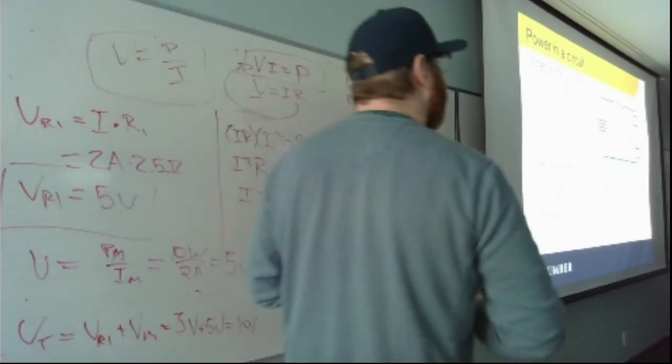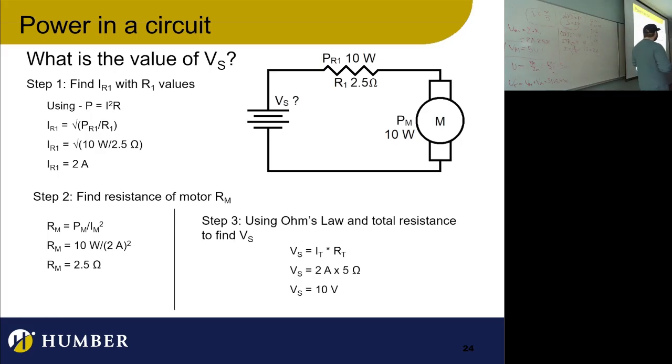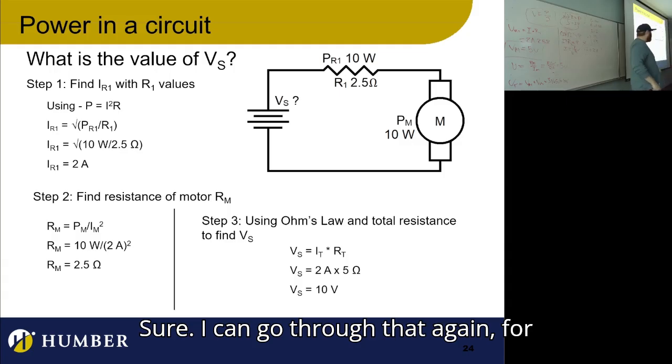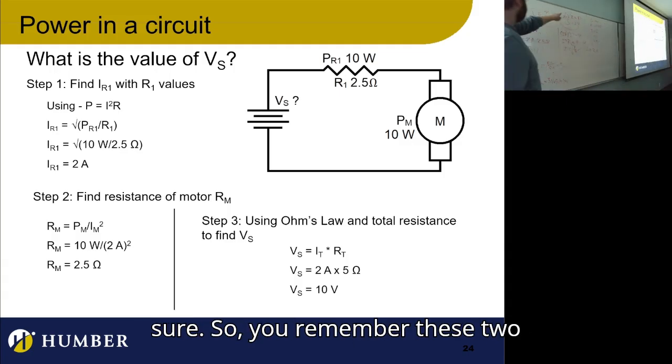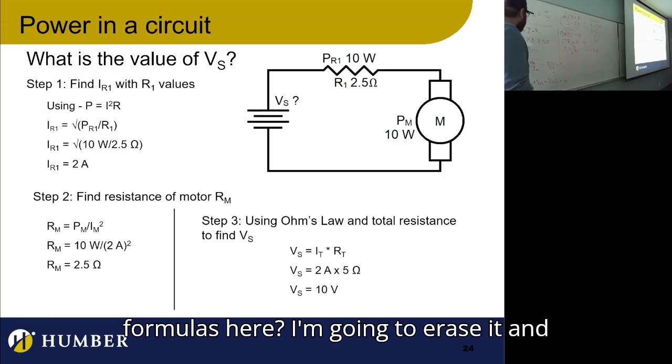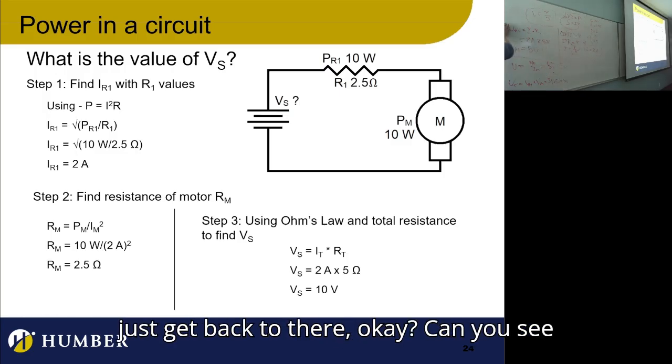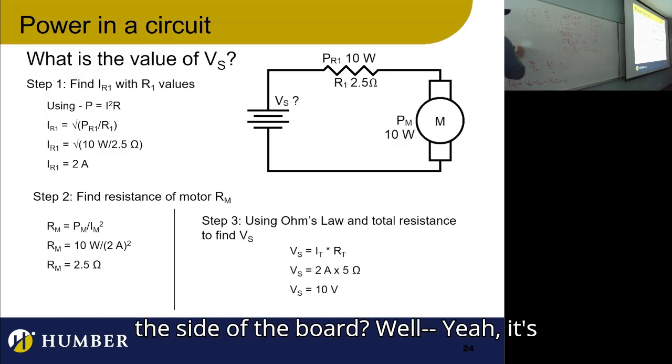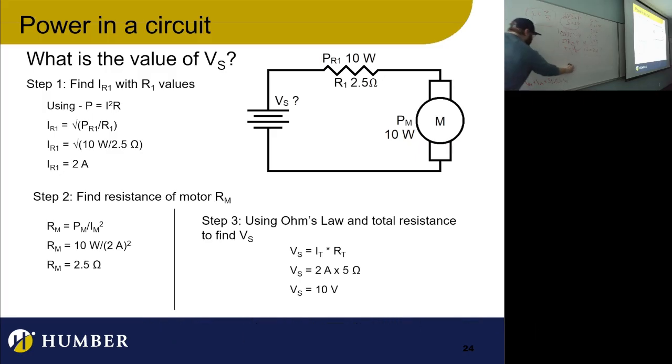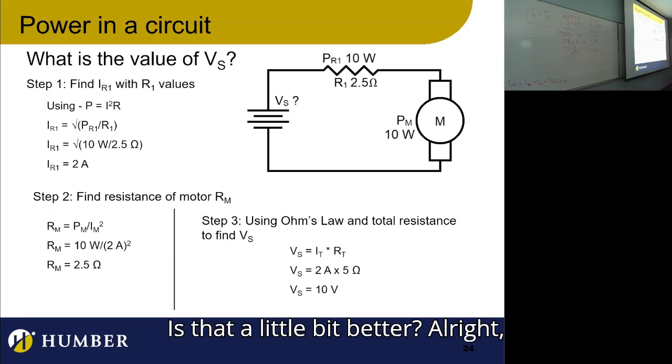Yep. I'm a bit confused on why we're going to do a square root on the root. Sure. I can go through that again for sure, if that's okay. So you remember these two formulas here? I'm going to erase it and just get back to there, okay? Can you see the side of the board well? Yeah, it's just glaring a bit. Here. But it's okay. I can just leave it over. Is that a little bit better? Yeah, thank you. All right.